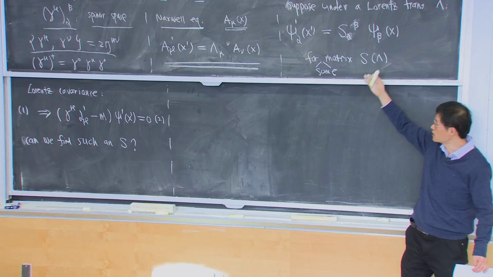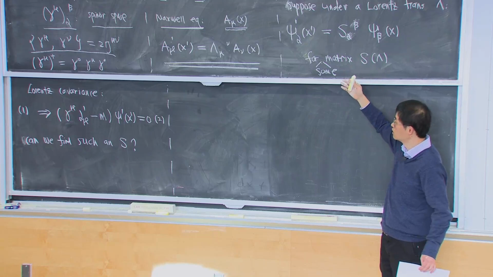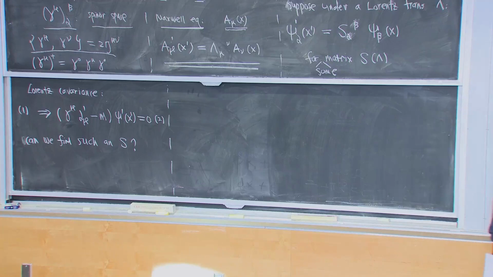So psi is often called the Dirac field. It's also often called the spinor field, and also often called the Dirac spinor field. And anyway, that should be the way it's transformed. Okay, yes.